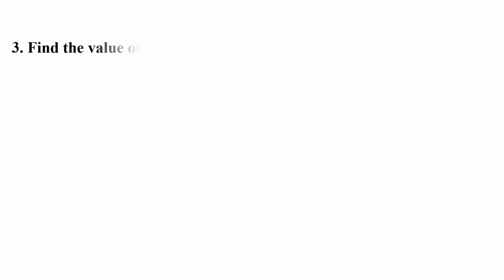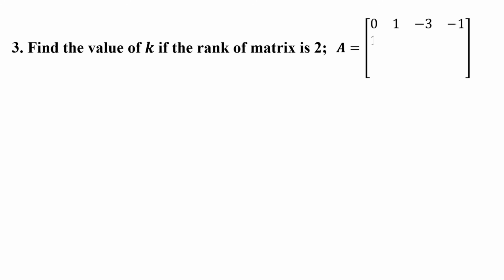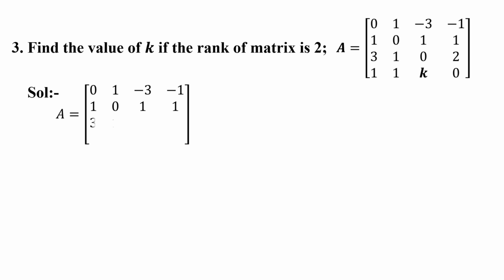The next question is as follows. Find the value of k if the rank of a matrix is 2. We know that if the rank of a matrix is 2, it has 2 non-zero rows in the echelon form. So to find the value of k, we'll first reduce the matrix in echelon form.